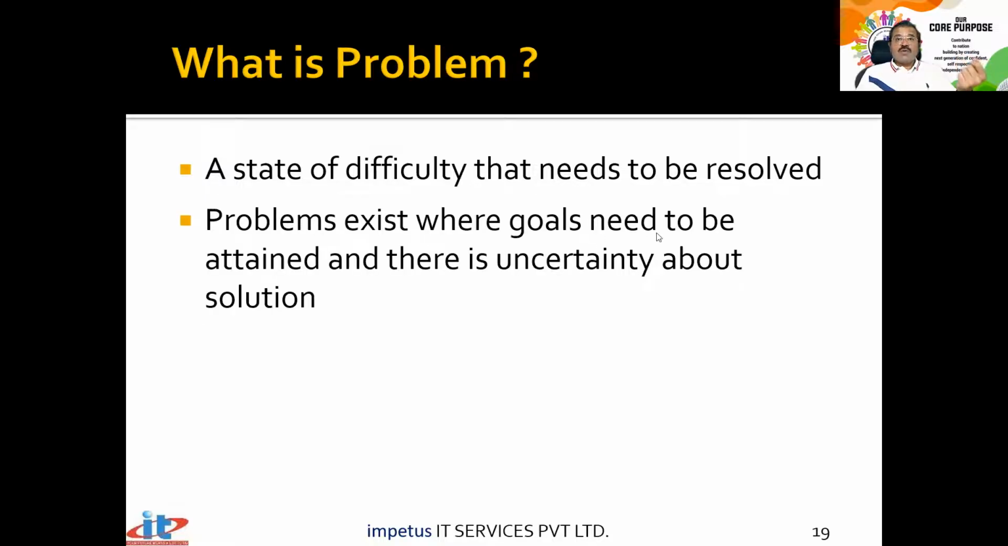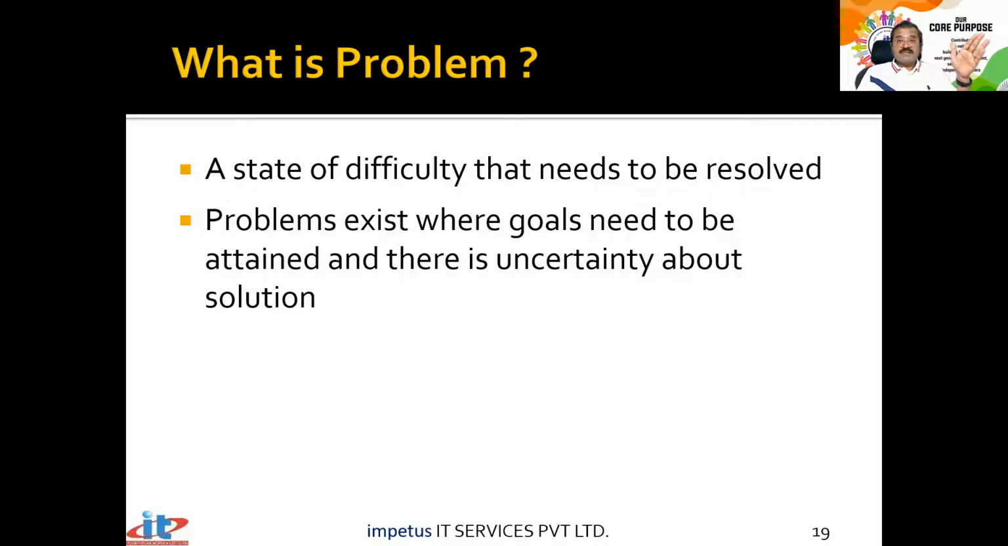A problem exists where a goal needs to be attained and there is uncertainty about the solution. So you have some objective in mind. I have to get this thing done. I have to reduce my time by so and so percentage, 50% less time it should take to do this computation. So there is a problem that exists. There's a goal that is to be attained. You have to bring down the time by 50%. But you are uncertain as to how I can achieve a reduction in time to do the same task by 50%. How can I do it twice as fast as what I was doing earlier?